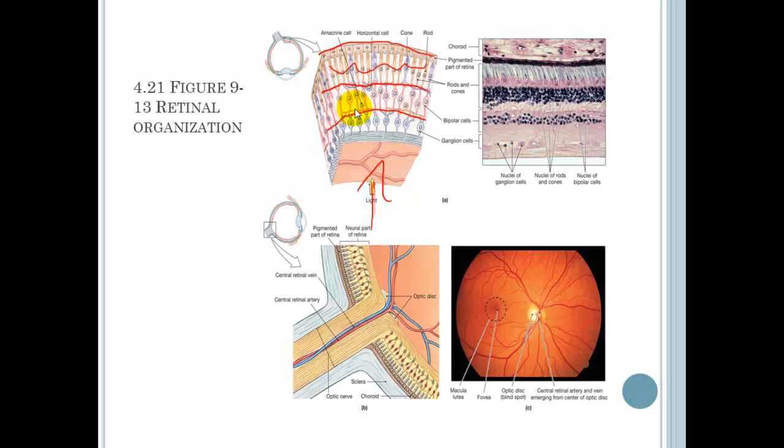And this is going to be sensory input from here and here, from this massive area that's on the inside of the eye. So as we look at this, this is the vascular supply here. The pigmented part of the retina is in this location. The neural part of the retina. And this is going to be considered the optic disc. And this is a picture of a real one here. This is the fovea. And then this is the macula lutea here.